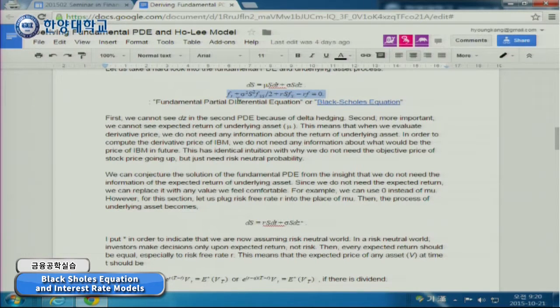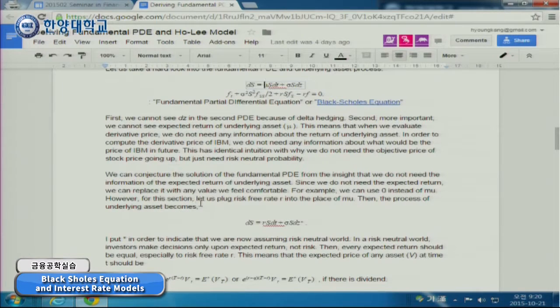The hint of solving this one is that we don't need this one. Because we do not need this information to solve this one, we can plug any arbitrary number in here. For example, since we do not need the expected return, we can replace it with any value we feel comfortable. The first obvious one is 0. We can use 0 instead of mu.